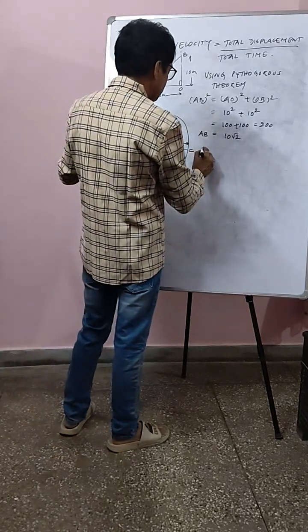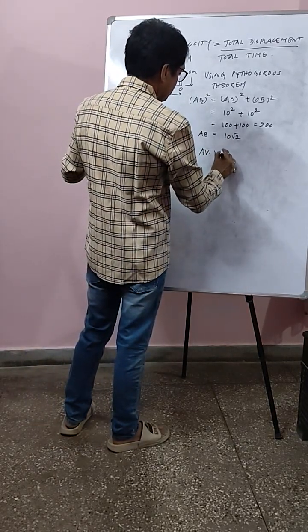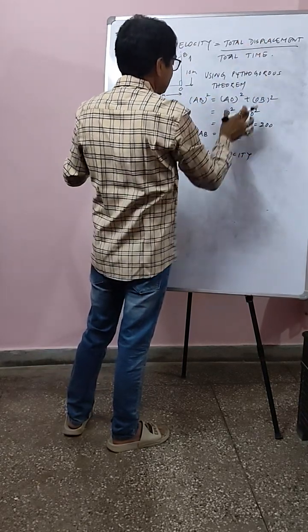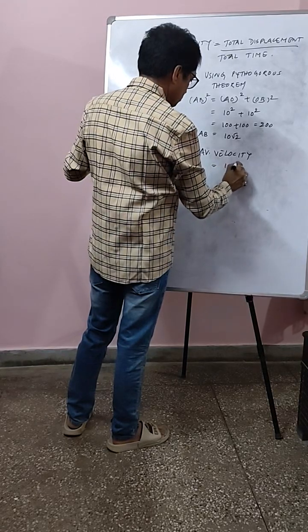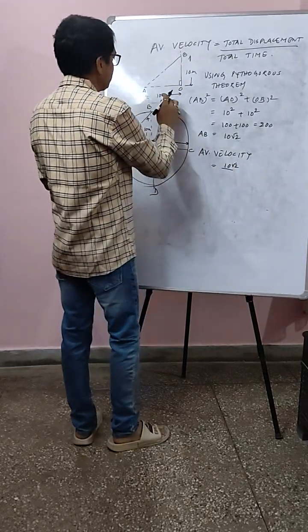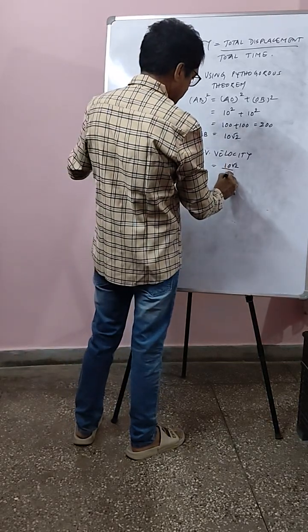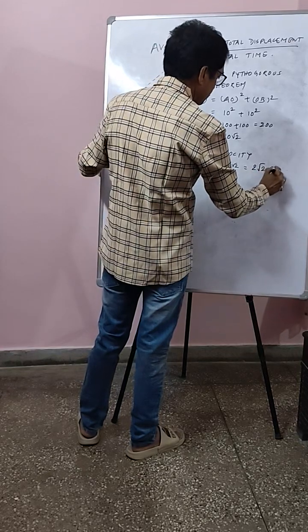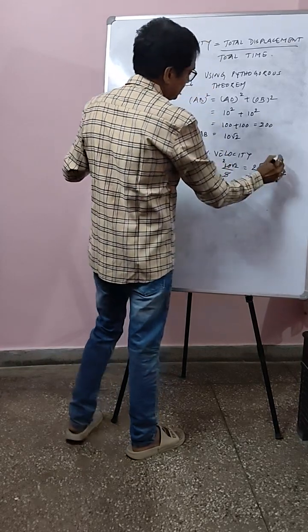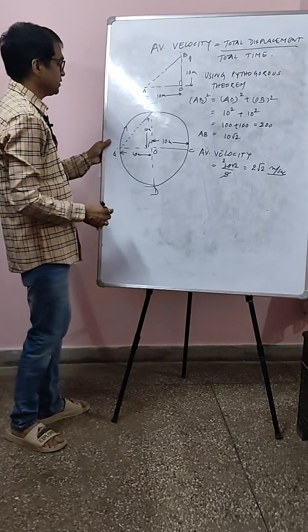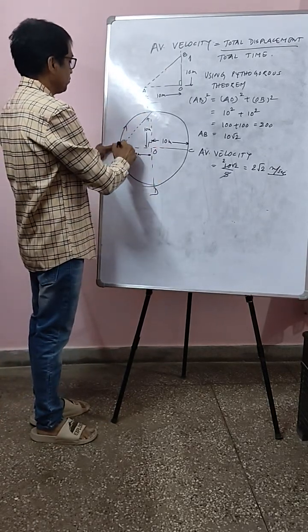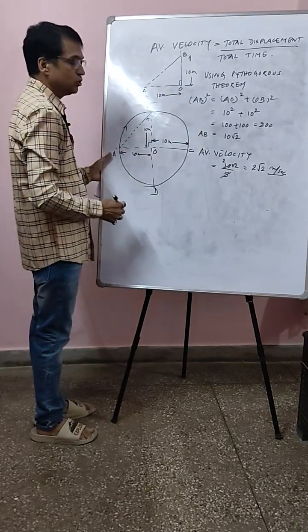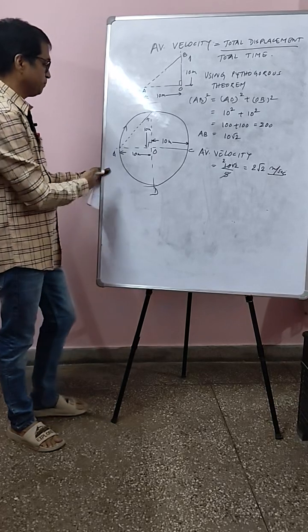So what happens to average velocity? Total displacement is 10 root 2. Total time taken is again 5 seconds. So we get average velocity as 2 root 2 meter per second. Time taken from A to B is 5 seconds, that we discussed earlier.